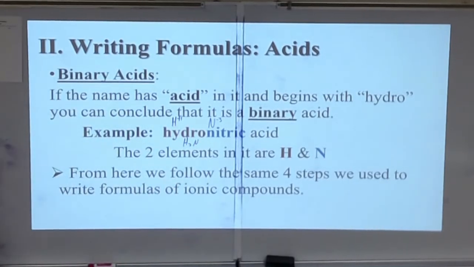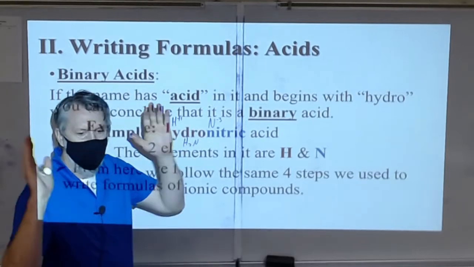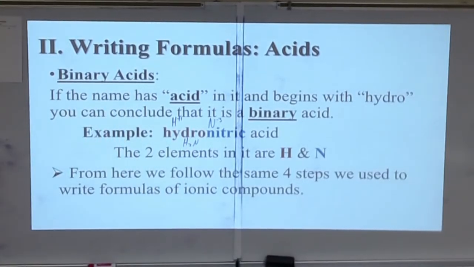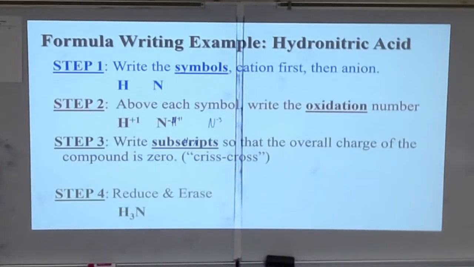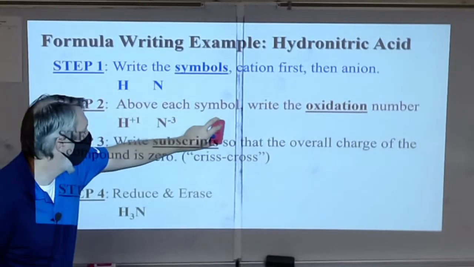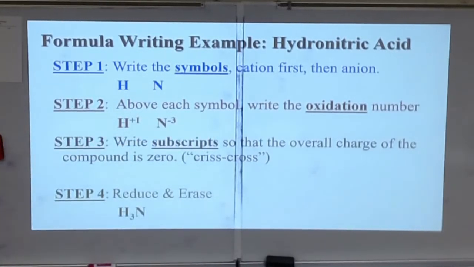This is the same thing. You still are going to have to do the crisscross. Some people just want to write the letters straight down. No, you're going to follow the same steps we've been doing since October. You're going to write the crisscross, write the subscripts, and reduce if you need to. We're not going to erase; we're either going to rewrite it or just do it right the first time.